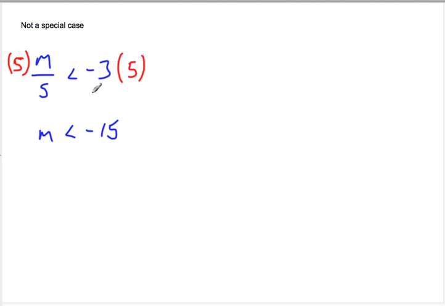Okay, so even if a negative number is involved, the question you have to ask yourself is, did I multiply or divide both sides using a negative number? Okay, and you know how to graph that at this point.